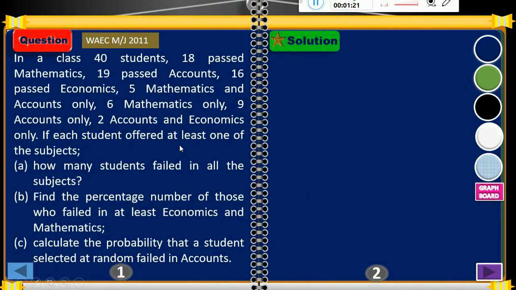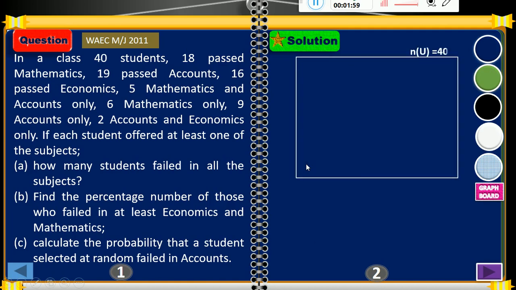Question number 6. In a class of 40 students, 18 passed mathematics, 19 passed accounts, 16 passed economics, 5 mathematics and accounts only. 6 students passed mathematics only, 9 accounts only, 2 accounts and economics only. If each student offered at least one of the subjects, A, how many students failed in all the subjects? B, find the percentage number of those who failed in at least economics and mathematics. C, calculate the probability that a student selected at random failed in accounts. Let's solve this question together.